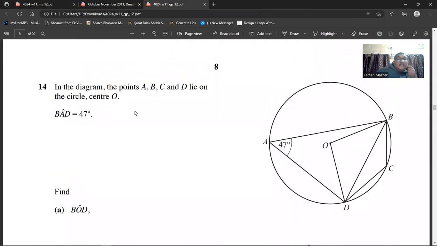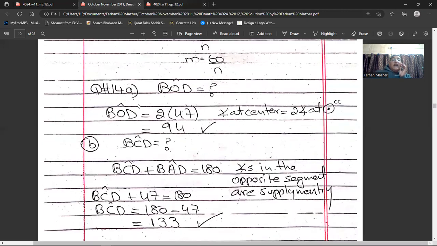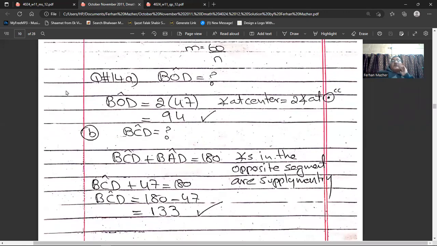Question number 14, he says in the diagram, the points A, B, C, and D lie on the circle, center O. The BAD is 47. Find the BOD. Okay. So if you look at this chord BD, the ends of the chord are taken to the circle center, so BOD is formed. The ends of this chord are also taken to the circumference, and the angle formed is 47. You know, the property is that the angle at the center is 2 times angle at the circumference. So the BOD will be equals to 2 multiply 47.